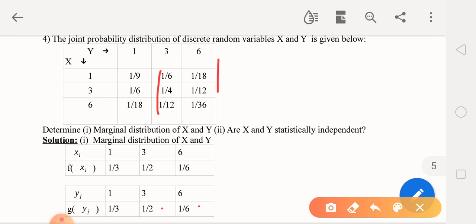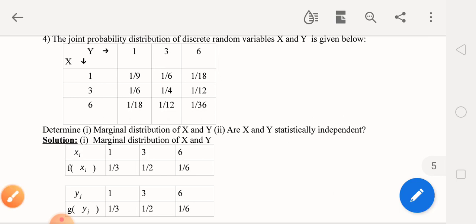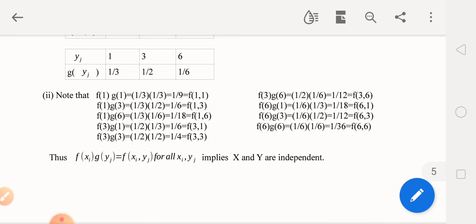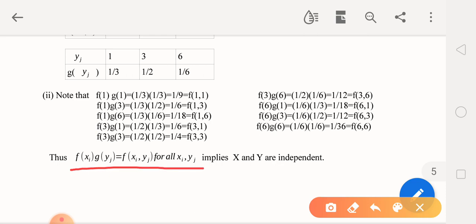Next question is, are x and y statistically independent? X and y are statistically independent if f of xi into g of yj is equal to f of xi, yj for all xi, yj. That we have to check.